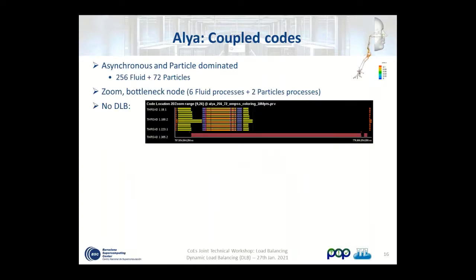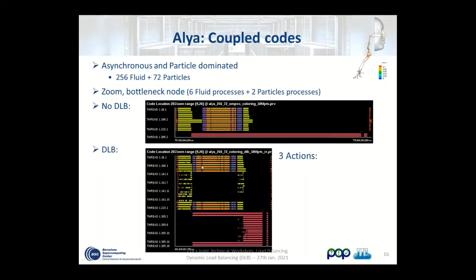And now we zoom in on one of the nodes, because if not, the traces are quite difficult to analyze. So now we are seeing one of the nodes, in fact, the most loaded one of the simulation. This is the original run, and this is what happens when we run with DLB. We can see here that DLB takes 3 actions.